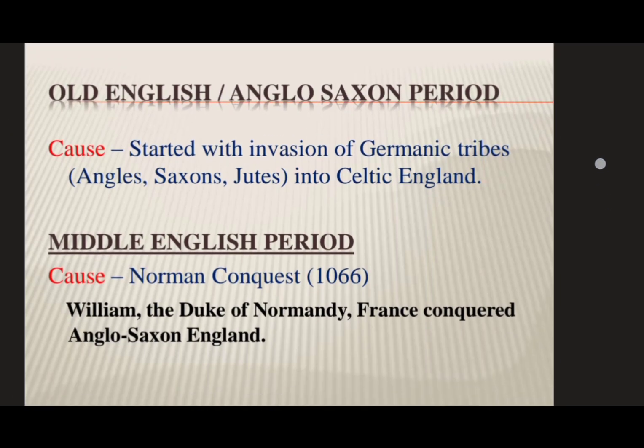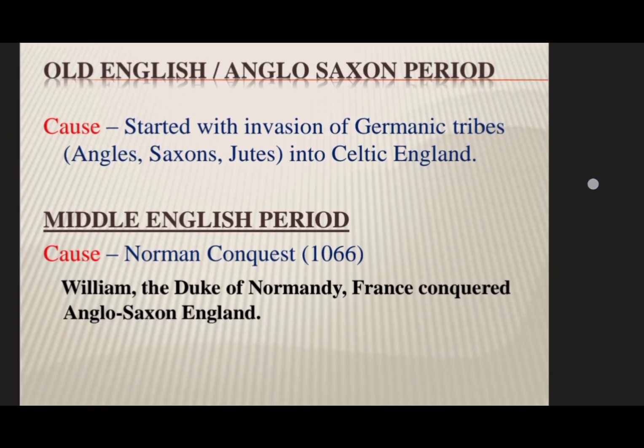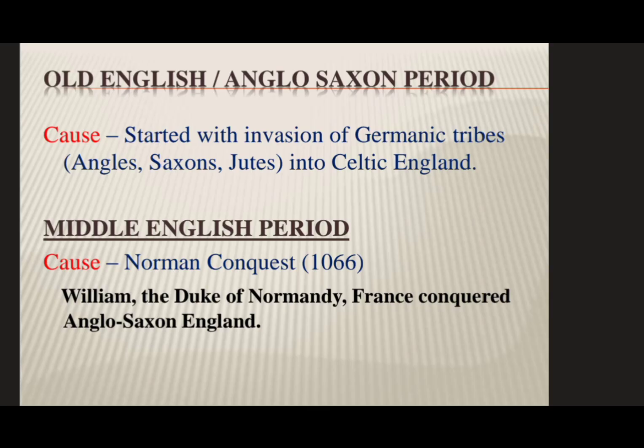The first is Old English period. Before the starting of Old English period, the natives of England used to live there. Who were the natives of England? The Celts used to be the natives of England. So when the Germanic tribes, the Angles, Saxons, and Jutes invaded these Celts and started capturing and ruling England, the period fell into their name as Anglo-Saxon period, or also we call it Old English period.